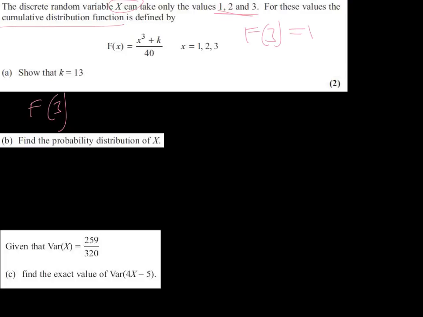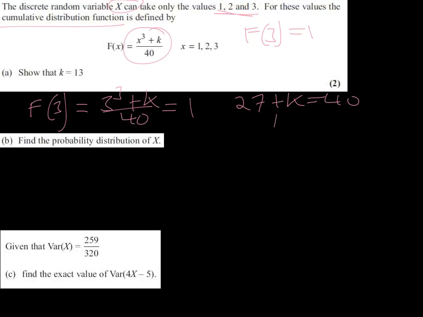And since those are the only three things that can happen, we know that the value of f of 3 will equal 1. So since we know that f of 3 equals 1, we can find the value of f of 3 according to the formula, which is going to be 3 cubed plus k over 40, and we know that that will be equal to 1, because there are only three values, 1, 2, or 3, so the probability that x is 1, 2, or 3 must be 1. So we take that, set it equal to 1, and then we've just got a simple equation, so we're going to have 27 plus k is equal to 40. So we can just solve that to get k equals 13.